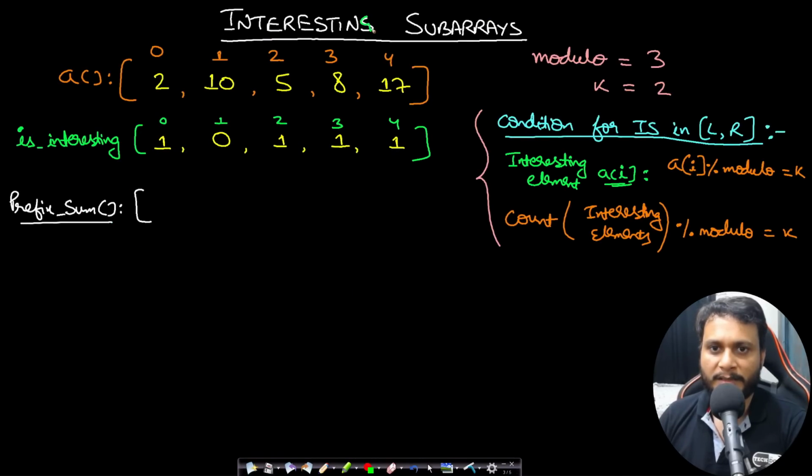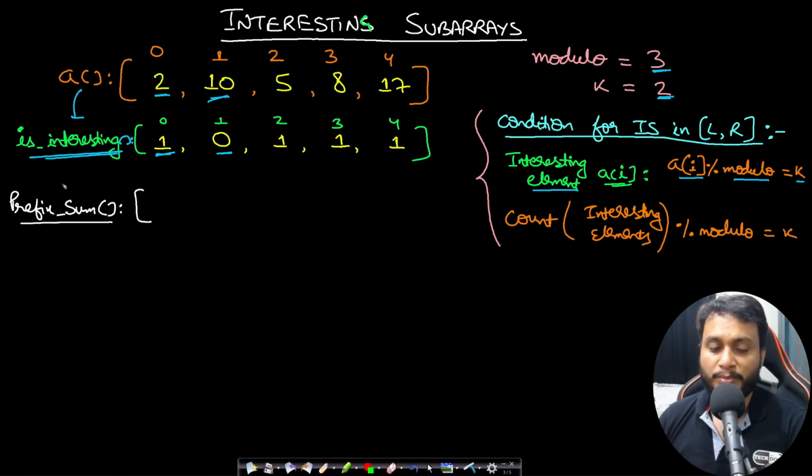Now let's see about the interesting subarrays. In this problem we are given the array, and what we can do first is convert the given array to an is-interesting array, which will be simply a true or false, or a 0 or 1 value, where the 1 value determines that the corresponding element is interesting, otherwise 0 determines it is not interesting. Now the definition of an interesting element is: if the given element mod the modulo value is equal to k, then it is interesting, otherwise it is not interesting. So 2 mod 3 is equal to 2 and therefore it is interesting. 10 mod 3 equals 1 which is not equal to 2, therefore it is not interesting. And accordingly I have filled up the values.